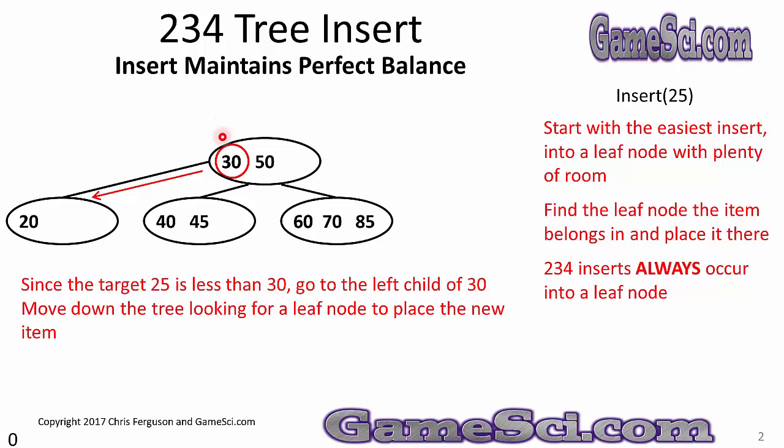Since the target 25 is less than 30, let's go to the left child of 30. Move down the tree looking for a leaf node to place the new item. 25, what I'm trying to insert, is less than 30. Let's go down to the left child of 30.